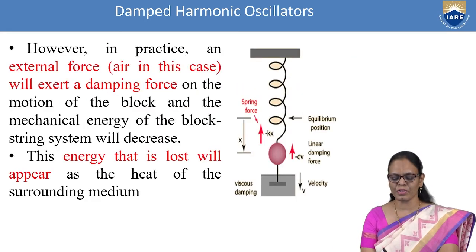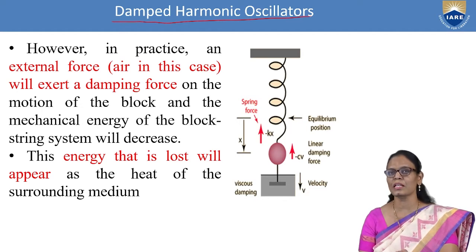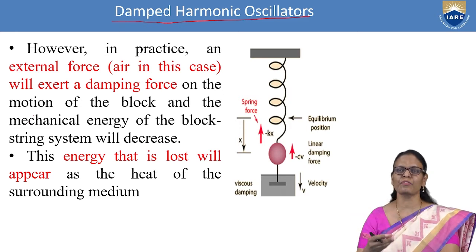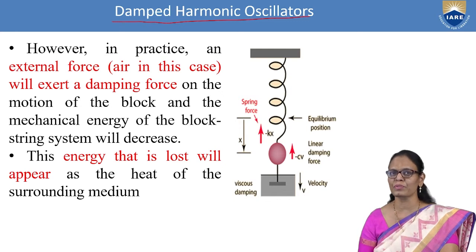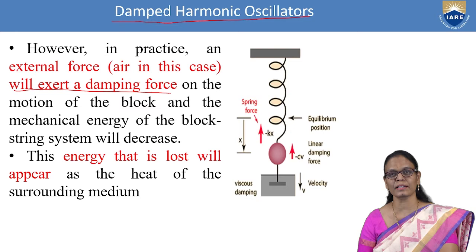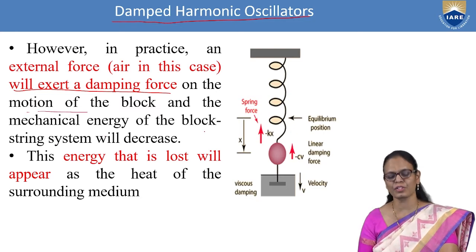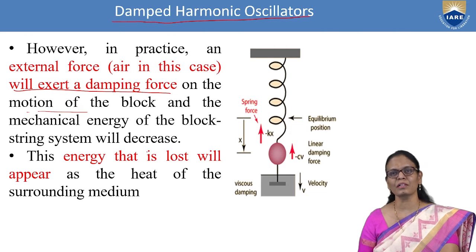Now we are going to look at the damped harmonic oscillator. In the same oscillator, if there is damping, then what happens? What we are going to see is, in practice, an external force. If the object is suspended freely in air, the damping force will be due to the air. So there will be a damping force exerted on the motion of the block, and the mechanical energy of the spring system will decrease.